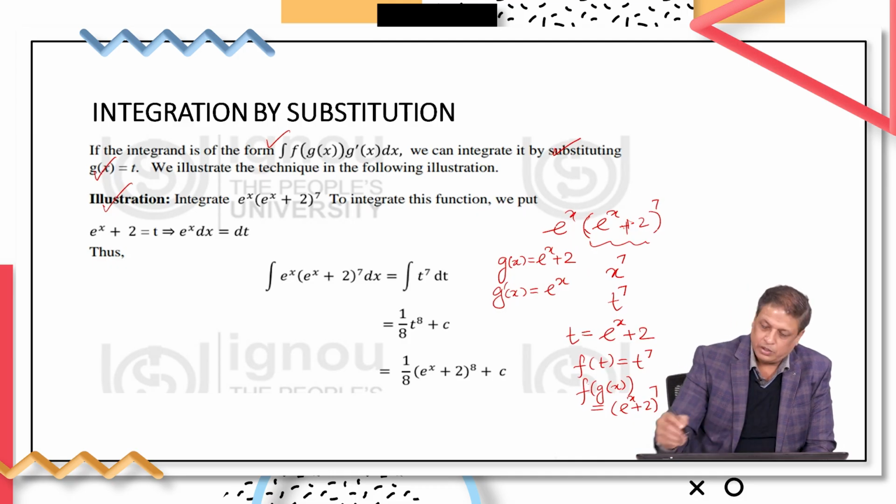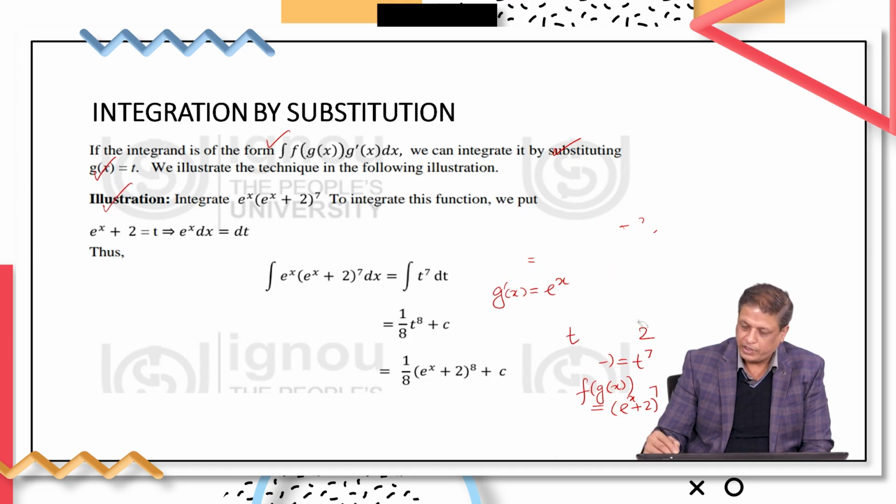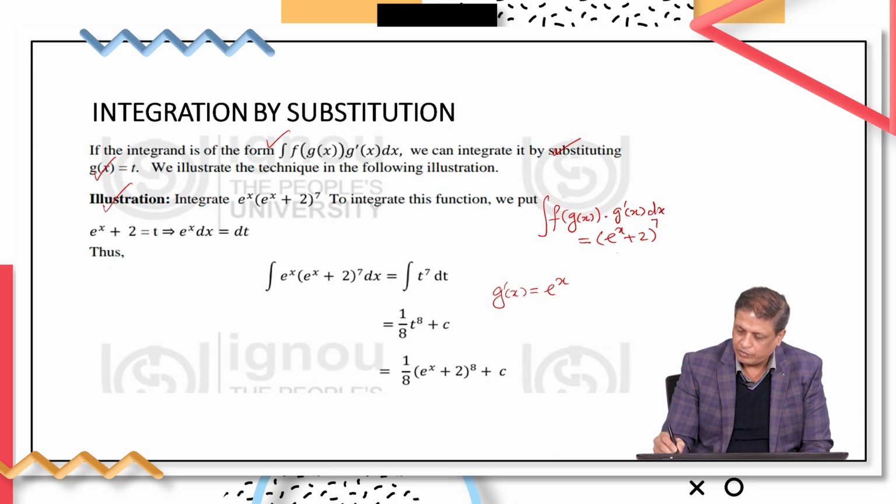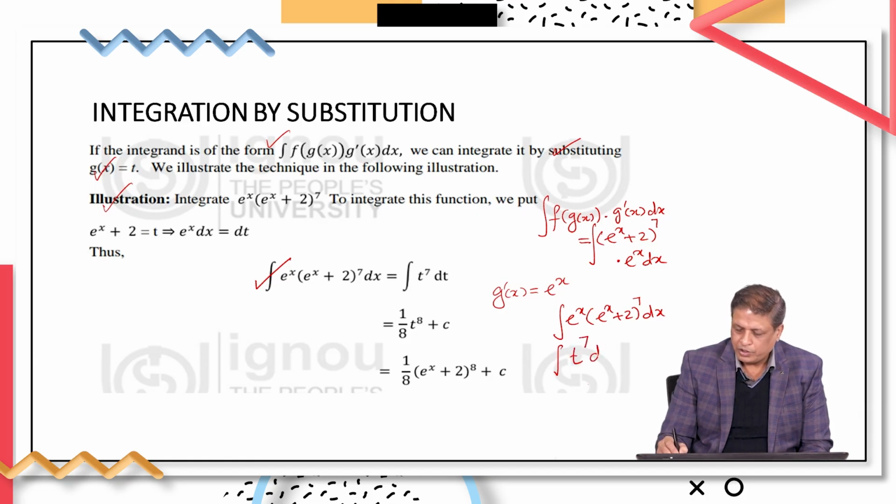Now, looking into the expression, that is integral of f of g(x) into g dash x. What will be f of g(x)? f of g(x) is nothing but (e to the power x plus 2) to the power 7. So integral of f of g(x) into g dash x dx will turn out to be integral of (e to the power x plus 2) to the power 7 into e to the power x dx, which can be written in the form t to the power 7 into dt.